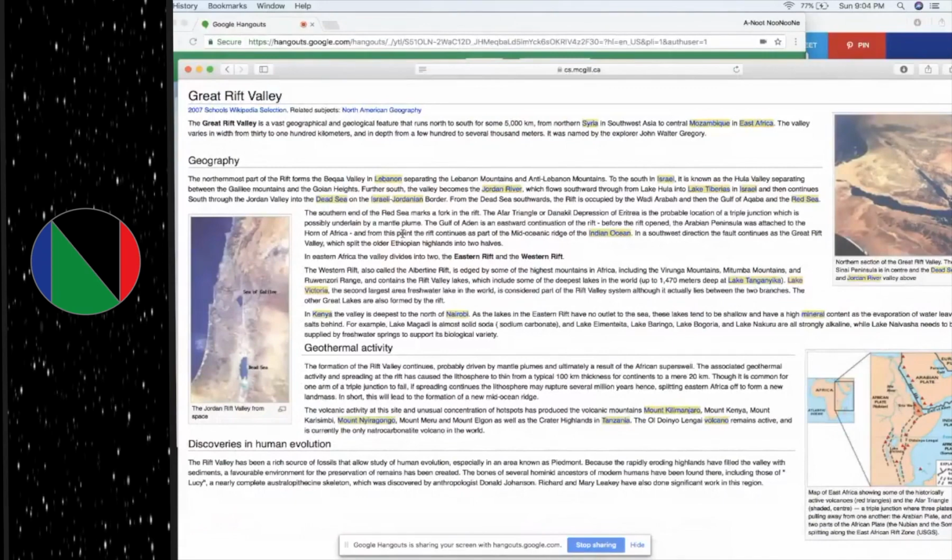All right. So the geography part of the rift forms the Bekaa Valley in Lebanon, separating the Lebanon Mountains and the Anti-Lebanon Mountains. The south in Israel, it is known as the Hula Valley, separating between the Galilee Mountains and the Golan Heights. Further south, the valley becomes the Jordan River, which flows southward through Lake Hula into Lake Tiberias in Israel, and then continues south through the Jordan Valley into the Dead Sea on the Israel-Jordan border. From the Dead Sea southwards, the rift is occupied by Wadi Araba and then the Gulf of Aqaba and the Red Sea.